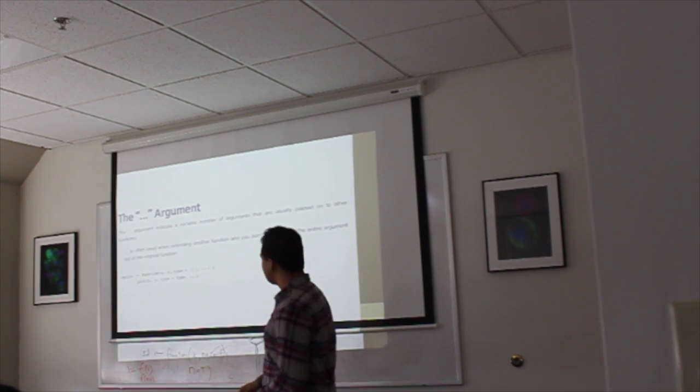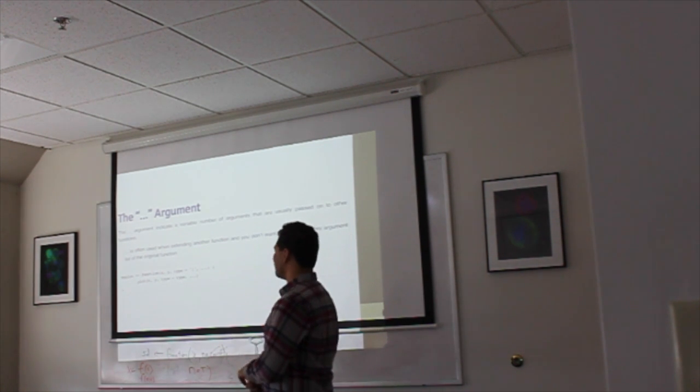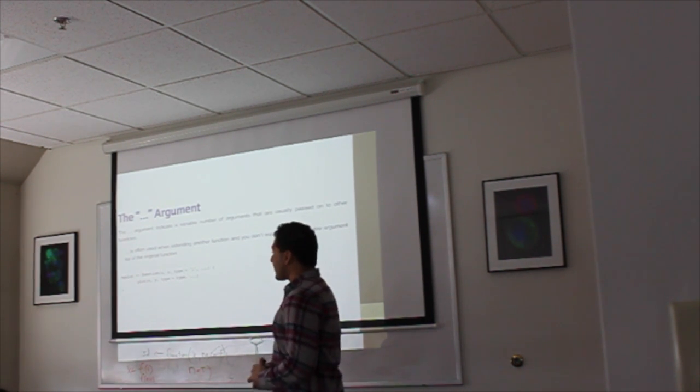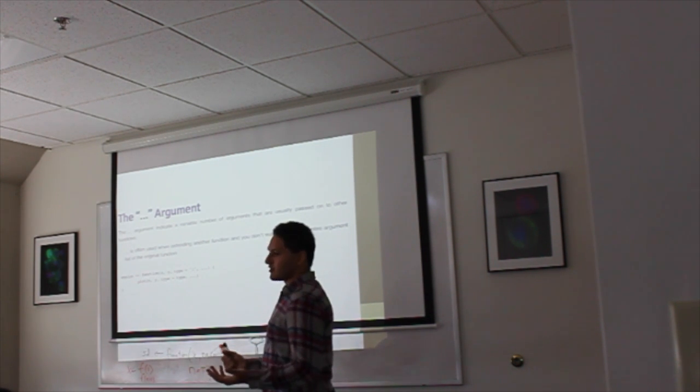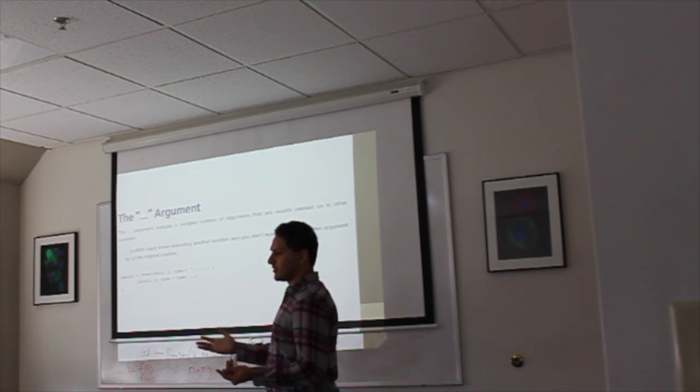Okay. This is kind of confusing, but so the dot dot dot argument. Again, this is a question of relevance to everyone, because I don't know how often you're going to be defining functions, and specifically defining functions that have dot dot dots in them. But the dot dot dot argument indicates a variable number of arguments that are usually passed on to other functions. So this is kind of like if you're extending a different function.